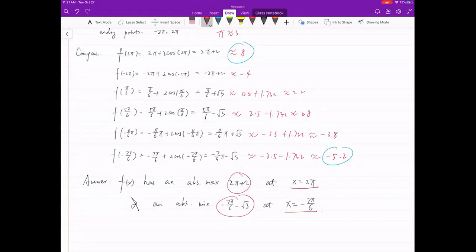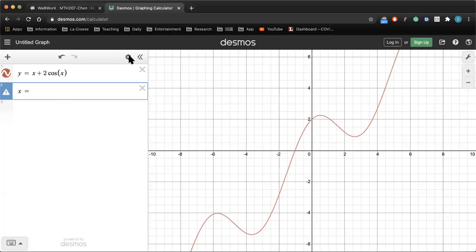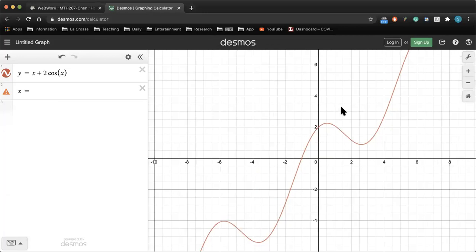Okay, any questions regarding how to finish this problem? Looks good. All right, let's check what we just found by plotting. This is the graph. Actually, no surprise. This is y equals x plus 2 cosine x.